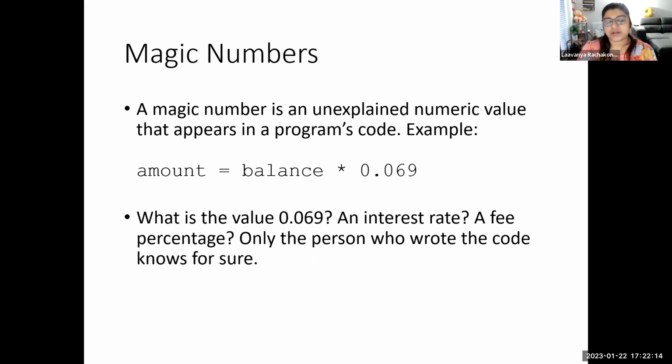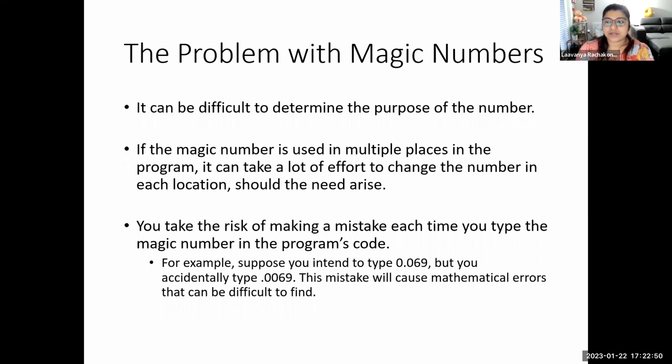Now let's move on to the next concept, that is magic numbers. A magic number is something that will appear in your code, but it is not described anywhere. So for example, in this case, amount is equal to balance times 0.069. What is 0.069? That is not defined anywhere. There is no comment, there is nothing. So what are you supposed to understand it as? Is it an interest rate, or is that the leftover amount, or is that something the person owes? We never know. Such numbers which appear in the code without any explanation are called magic numbers. Usually magic numbers are not a good practice.